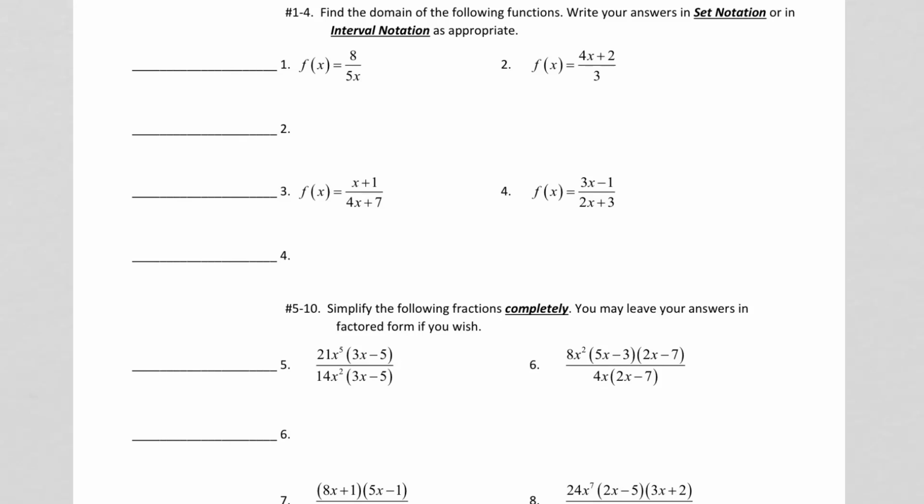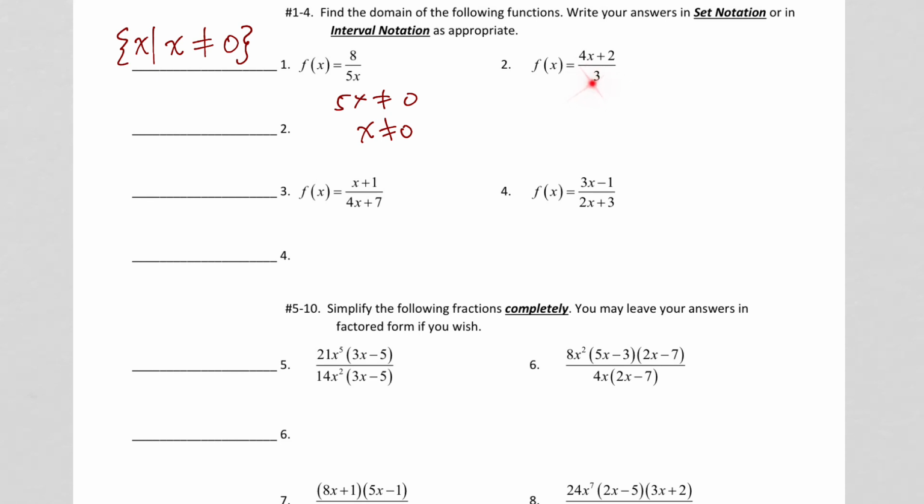Okay, the domain: x cannot be anything that's going to make the denominator 0. So if 5x cannot be equal to 0, then x cannot be equal to 0. So we'll write this as all the values of x such that x cannot be equal to 0.